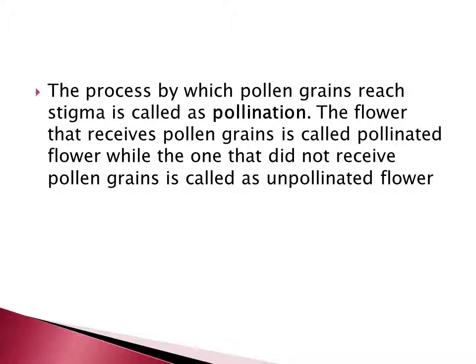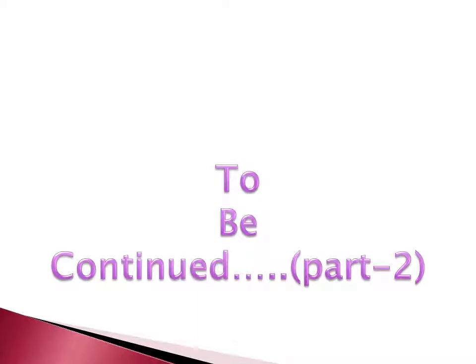The process by which pollen grains reach the stigma is called pollination. The flower that receives pollen grains is called a pollinated flower, while the one that did not receive pollen grains is called an unpollinated flower. To be continued in second part.